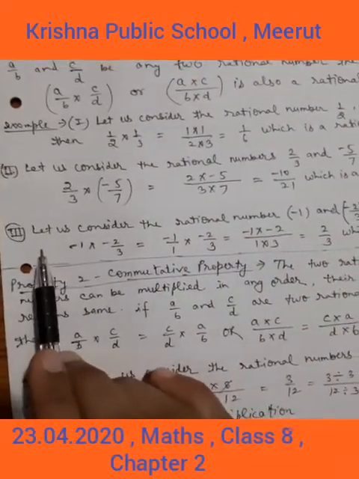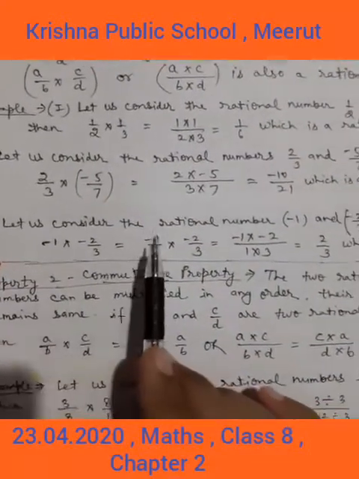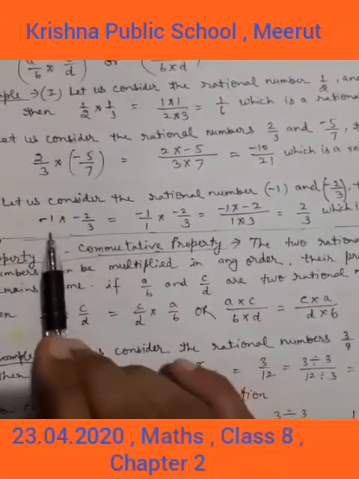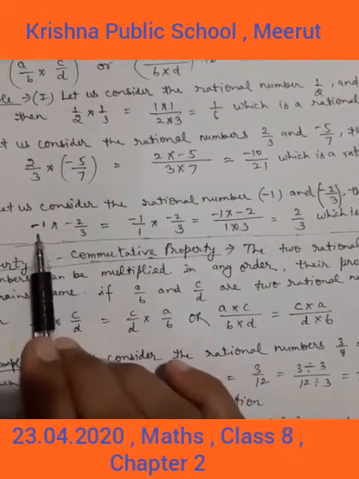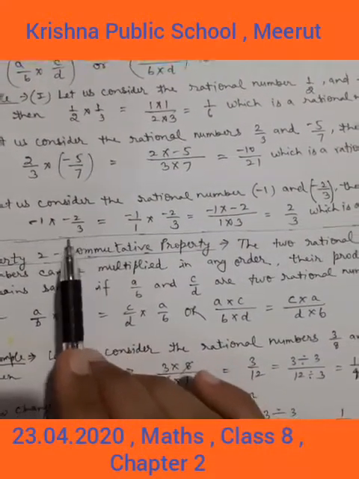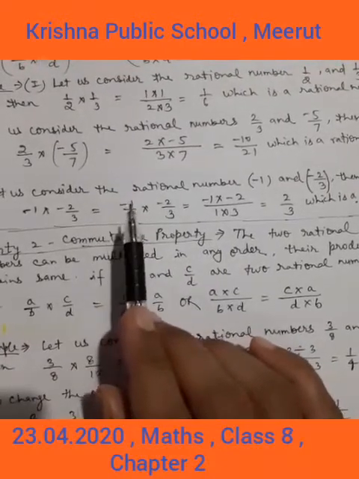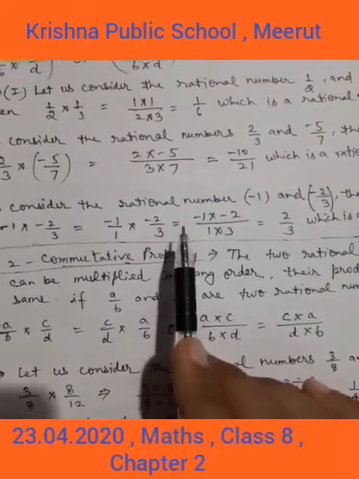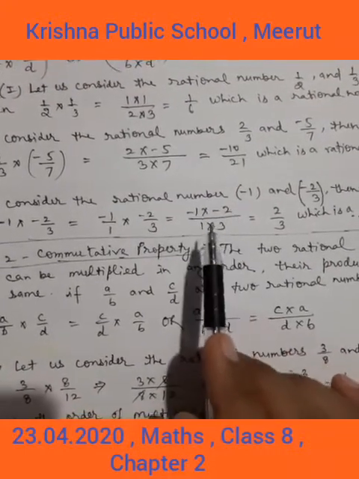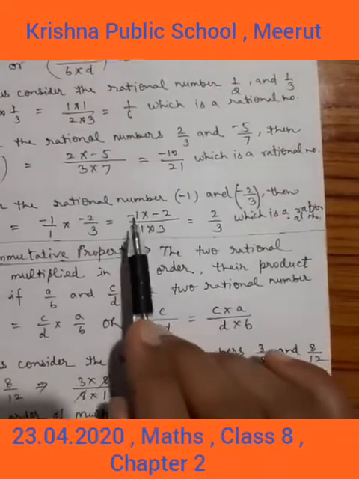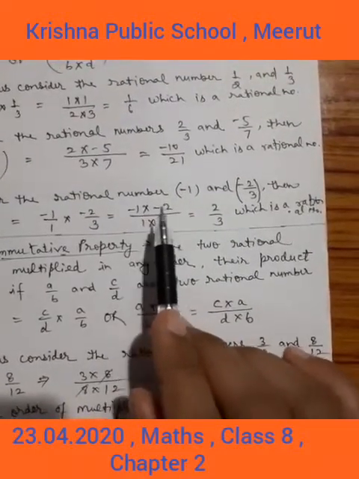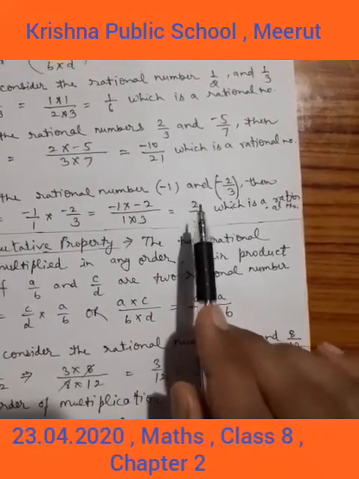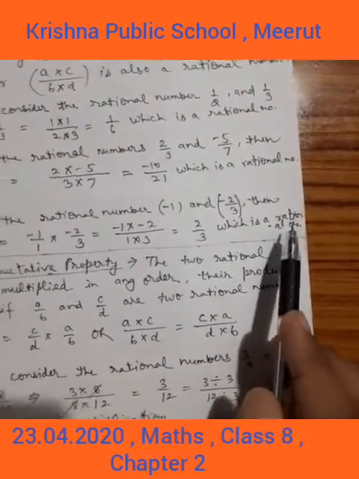Now come to the third example. Let us consider the rational numbers minus 1 and minus 2 upon 3. Then we will multiply both numbers, minus 1 into minus 2 upon 3. We assume minus 1 upon 1 into minus 2 upon 3 is equal to minus 1 into minus 2 upon 1 into 3. Then minus into minus, that is, minus multiplication minus gets plus, so it becomes 2 upon 3, which is also a rational number.